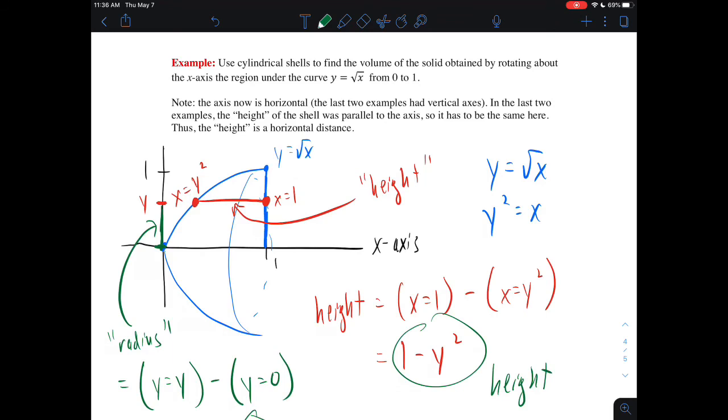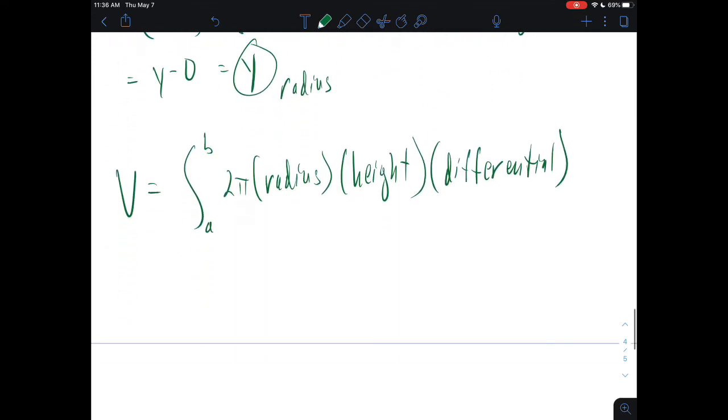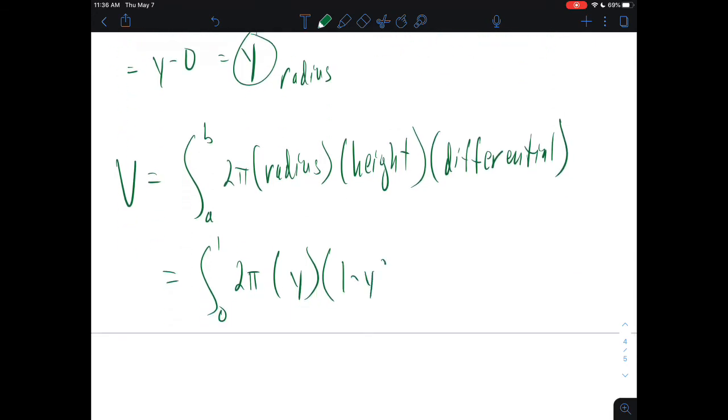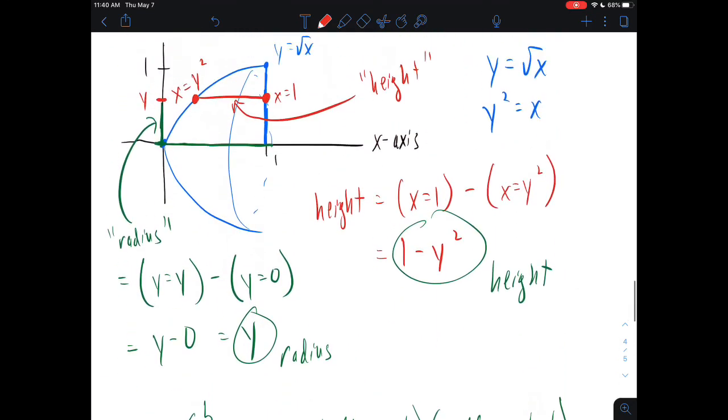So notice the shape that we had also went from y equals 0 to y equal 1. So that becomes our limits of integration. Our radius we said was y. Our height we said was 1 minus y squared. And then our differential would be dy. I just want to remind you, this top limit is really y equal to 1, and the bottom limit is y equal to 0. I know coincidentally that's the same as the x values that we were given, but it's important to keep that in mind. I took that from the limits relative to y.